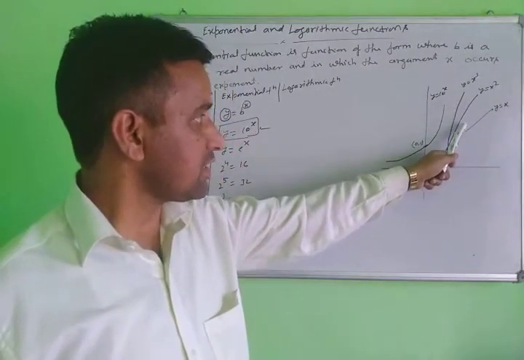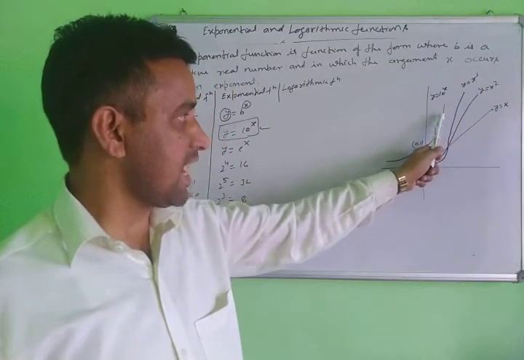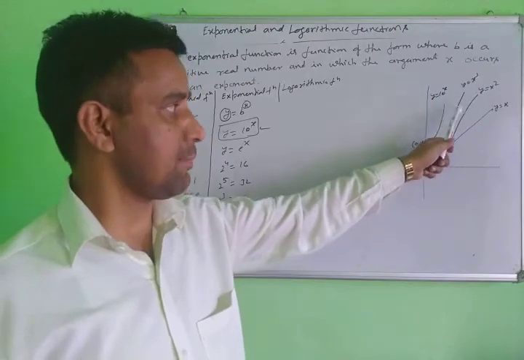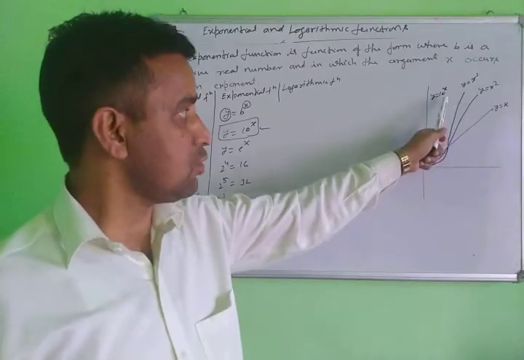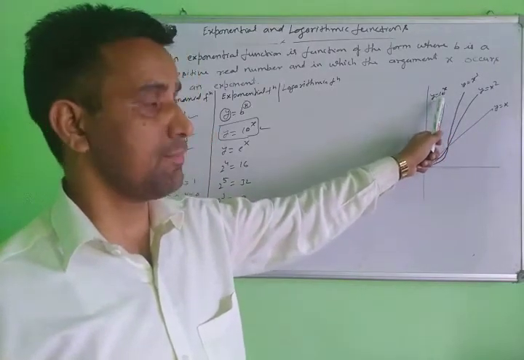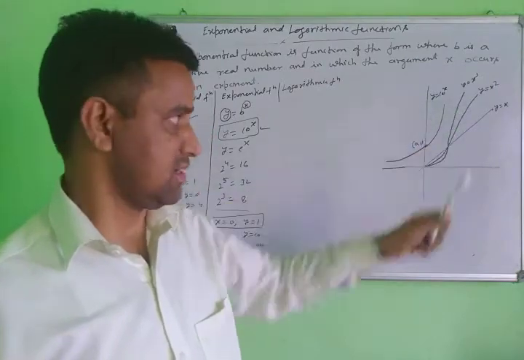When we draw the graph of the exponential, it is steeper compared to the polynomial. That means the value of y increases more compared to the polynomial function.